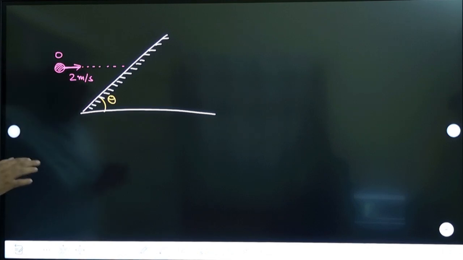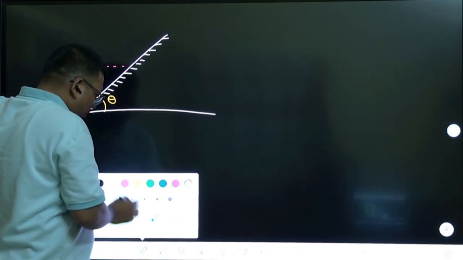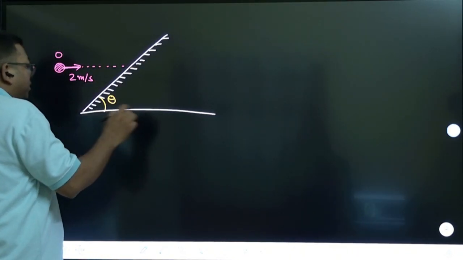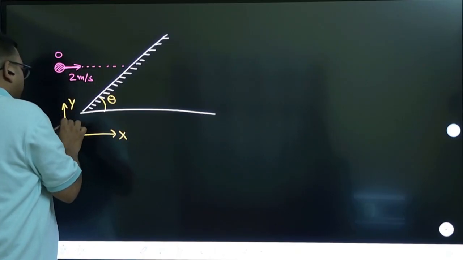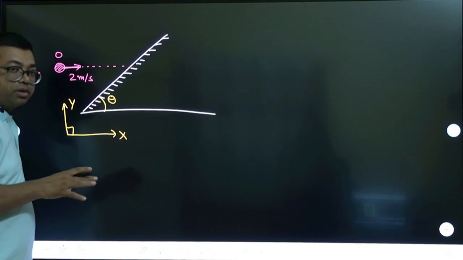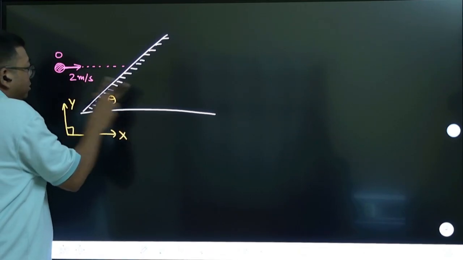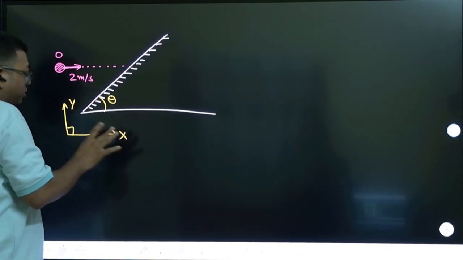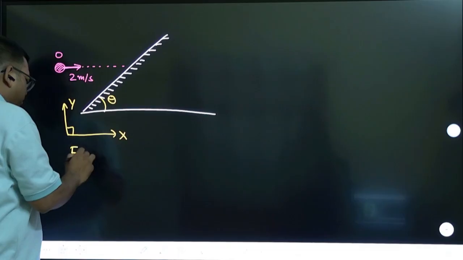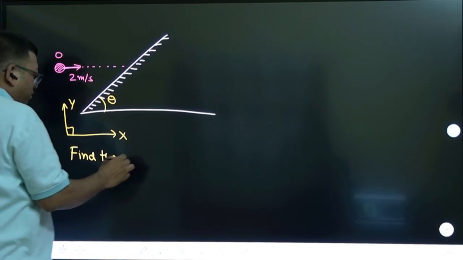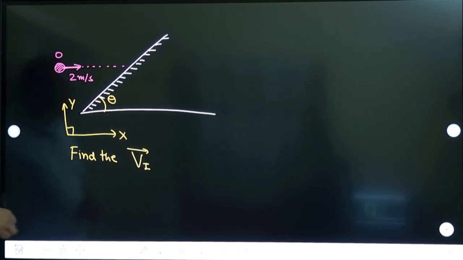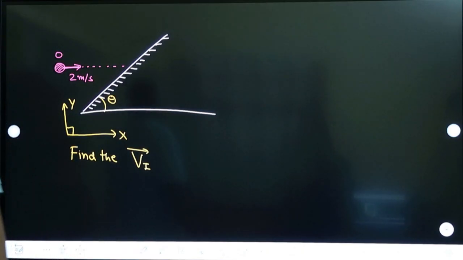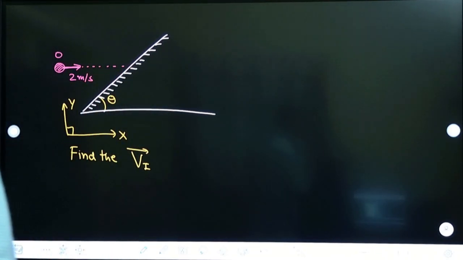Now the question is, you can take this direction as x-axis and this as y-axis, right? You take an x and y-axis coordinate system. So the velocity is along the x-axis. The question is: find the velocity of the image vector. Try to calculate. Can you calculate this?